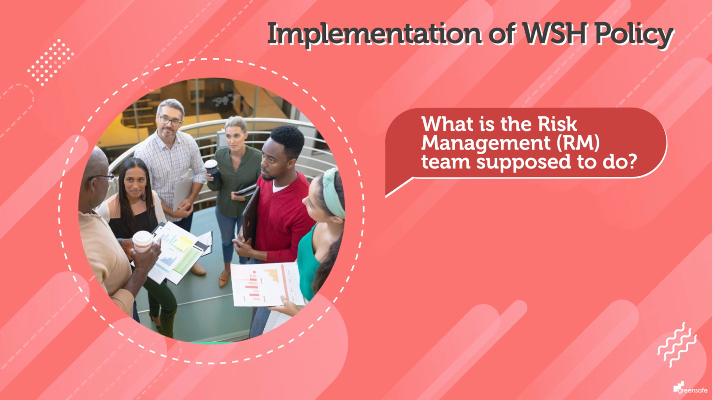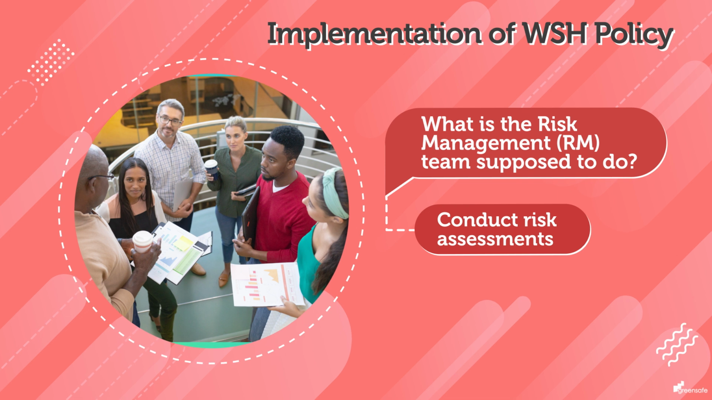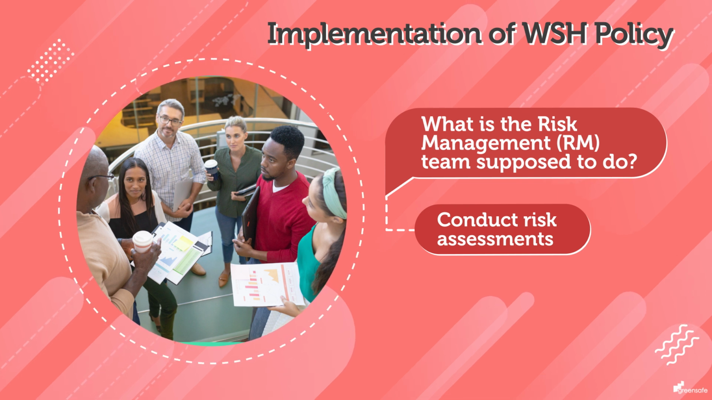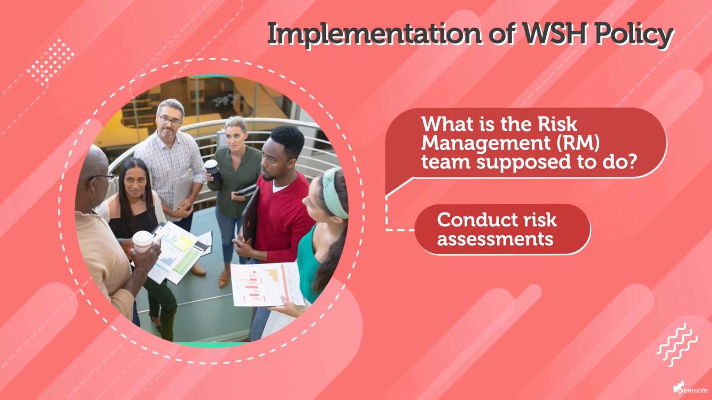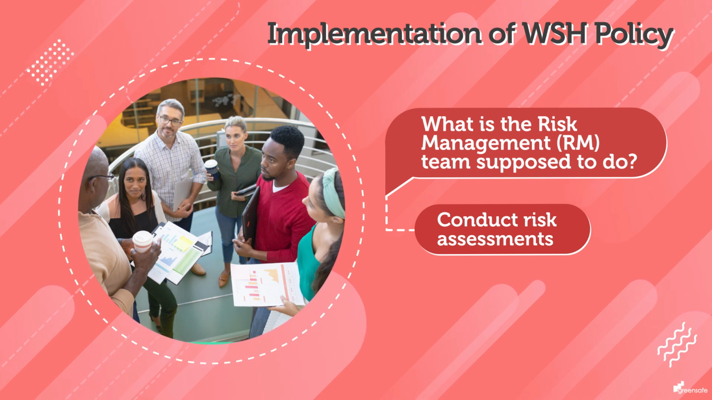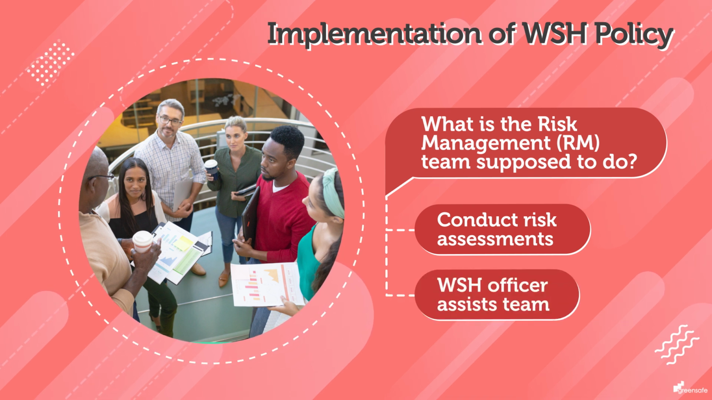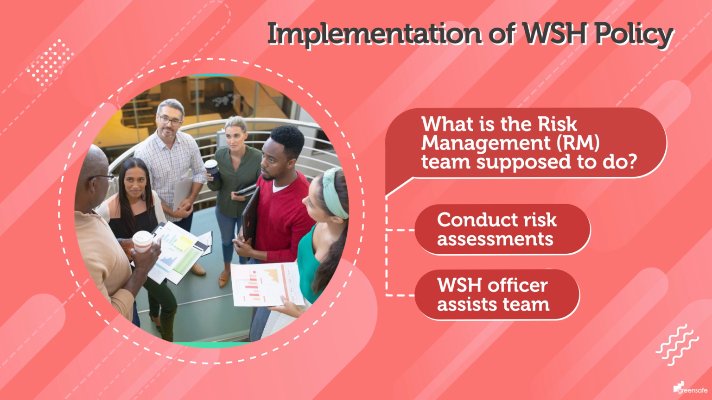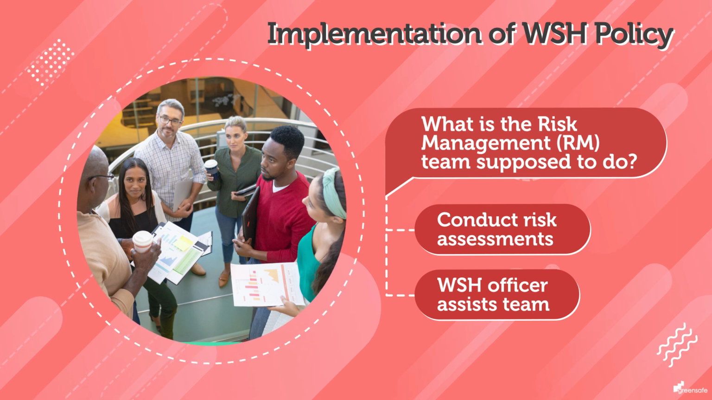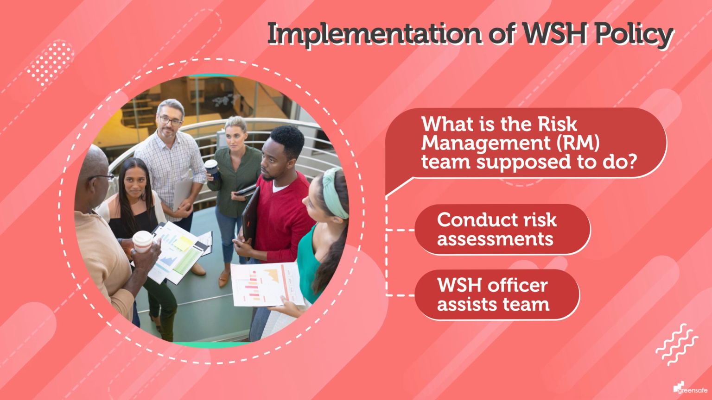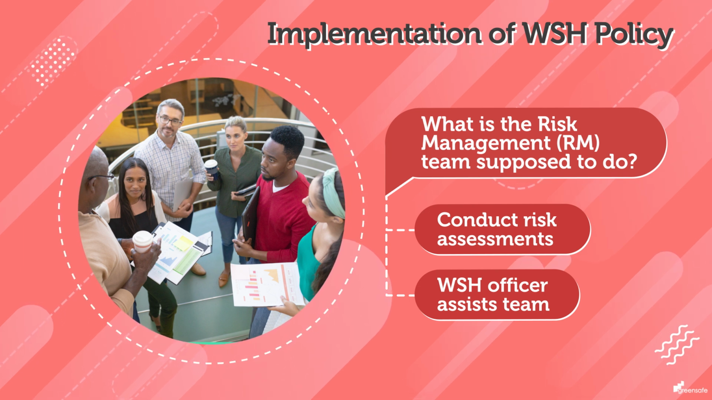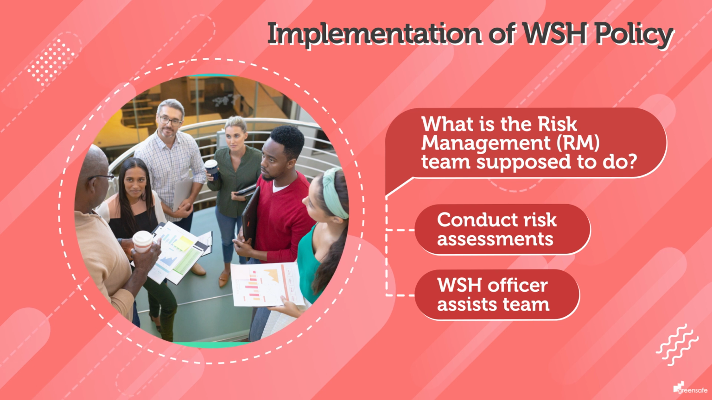First, the RA teams must conduct risk assessments within the scope defined by the RM team. In many cases, the RA team itself is the RM team. Secondly, the WSH officer, WSH auditor, or approved risk consultant must assist the RM or RA leader to conduct RA where RA experience is lacking.